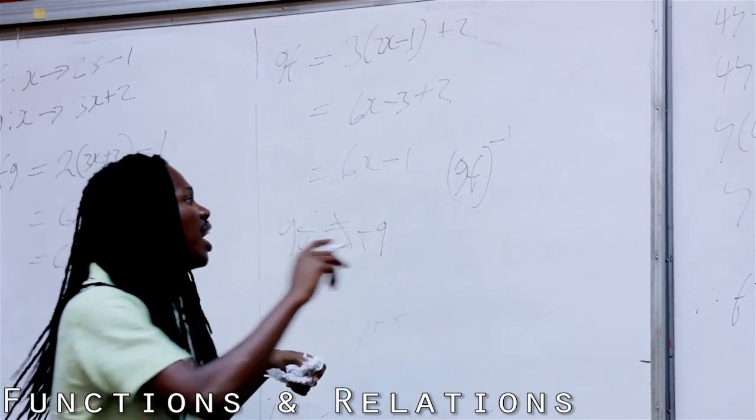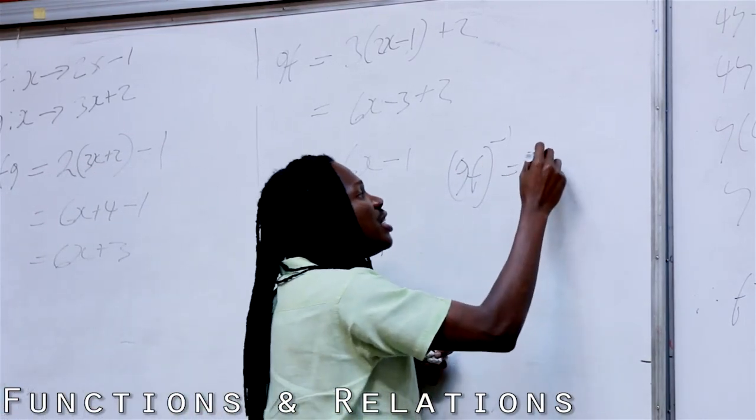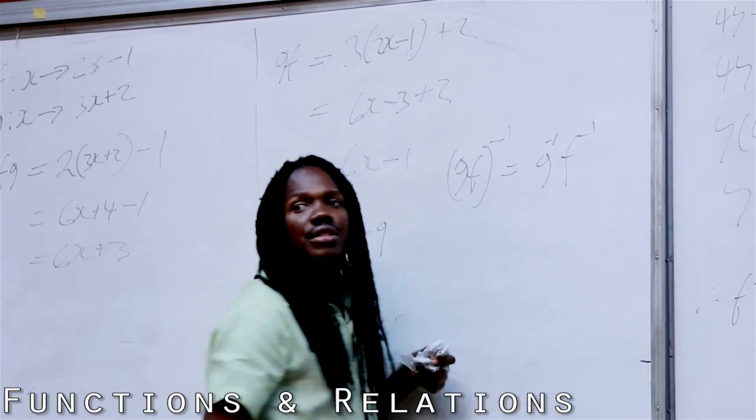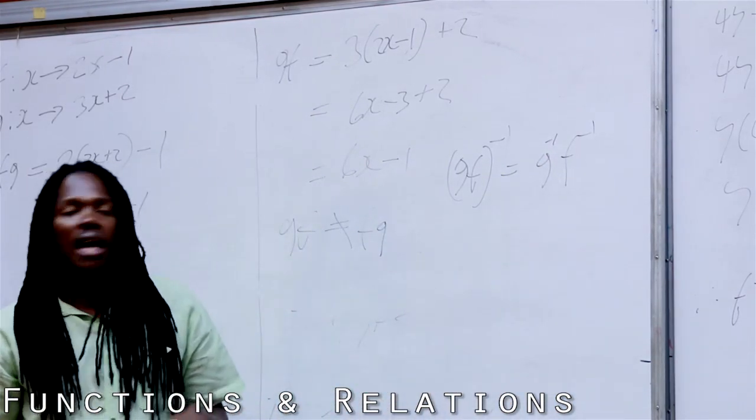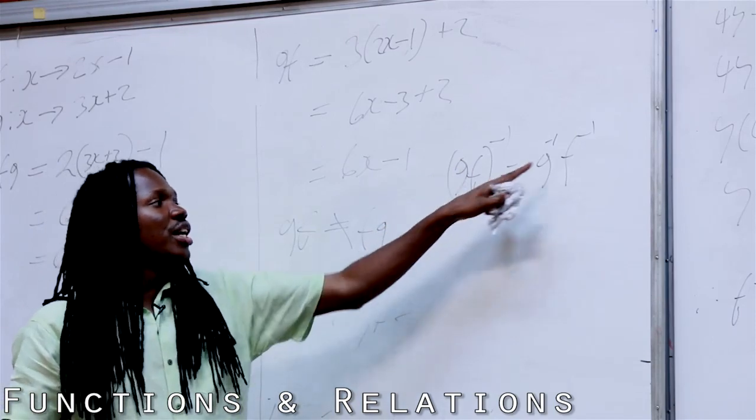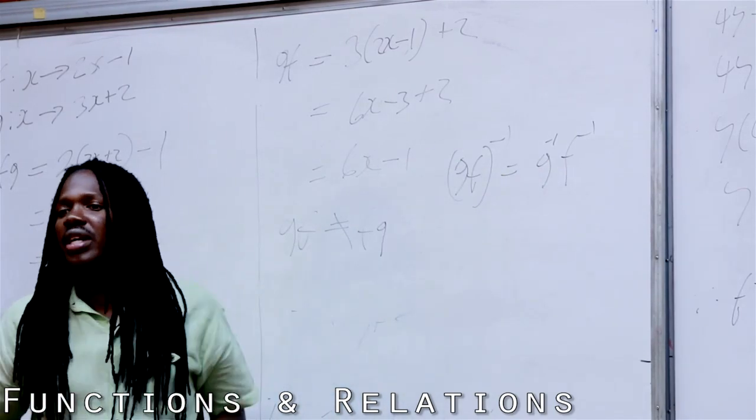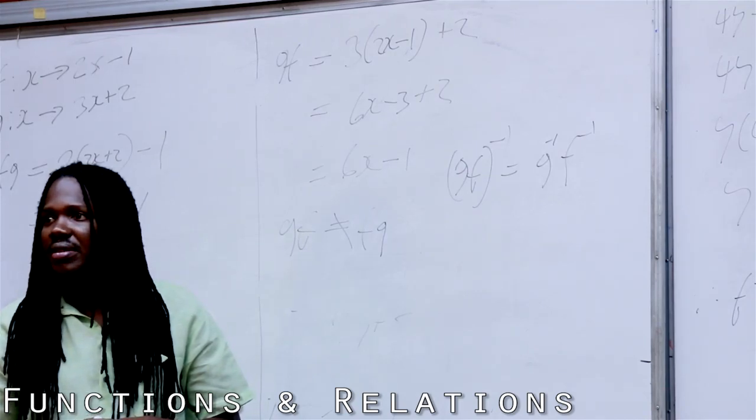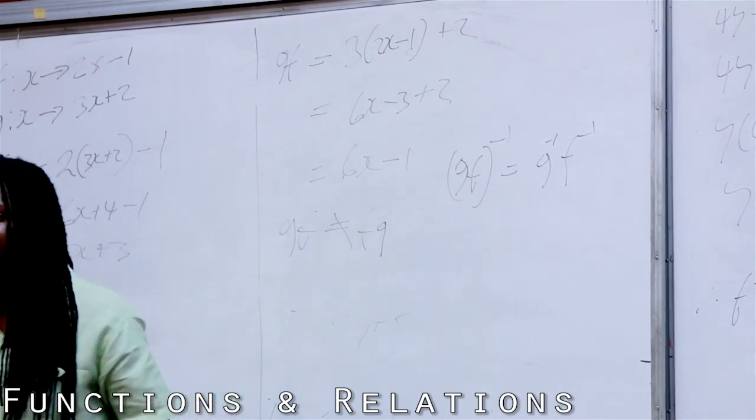Now, g of f all inverse is equal to g inverse f inverse. That means you can inverse g, inverse f, and then you put them together. Everybody understand that? All right, that is it.